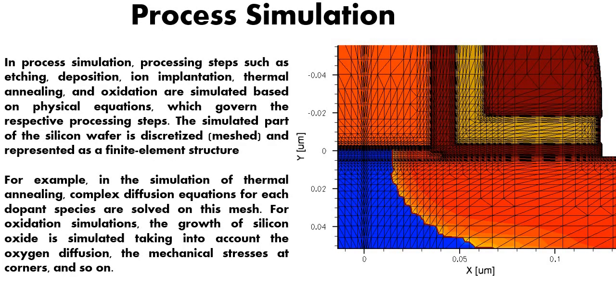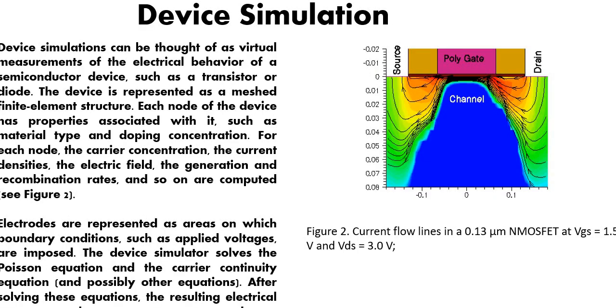In the process simulation, processing steps such as etching, deposition, ion implantation, thermal annealing and oxidation are simulated based on the physical equations, which give you the results, and you can easily extract those results to create another device. Device simulation can be thought of as virtual measurement of the electrical behavior of that semiconductor device, such as a transistor or a diode.